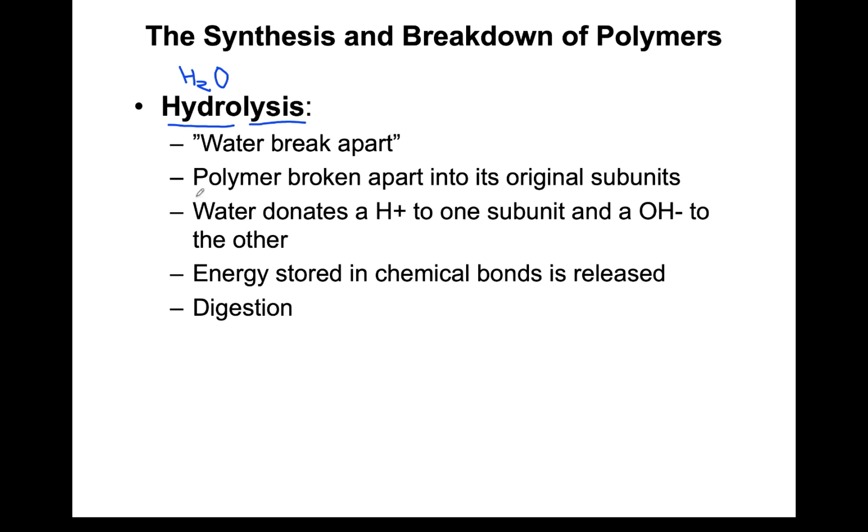At the time hydrolysis takes place, water donates a hydrogen ion to one subunit and a hydroxyl ion to the other. Energy stored in the chemical bond is released. For example, digestion: when you eat a chunk of food, it should be broken down throughout the GI tract. In other words, the polymer needs to break down into smaller subunits. Water is required. In other words, water donates a hydrogen ion to one subunit and a hydroxyl ion to the other subunit.